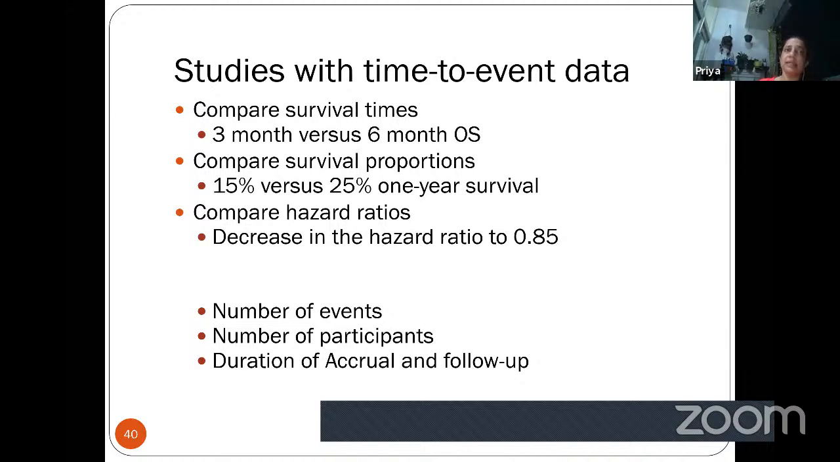Remember, the time to event data is a little more complicated than the 2 examples we looked at of proportions and continuous data, because you need to know not just the number of participants, but also the number of events, the duration of accrual, and the duration of follow-up. And then you may need to account for patients who get censored. So this is something where you definitely need a very good statistician to sit with you and help you to calculate the sample size.